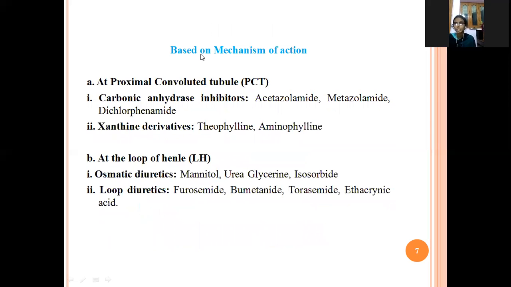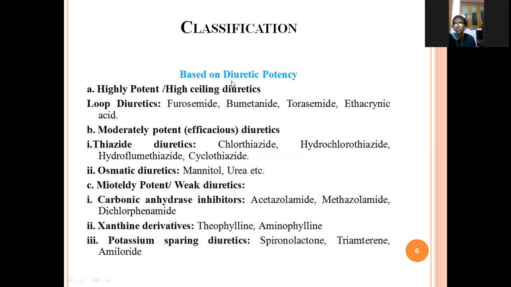So these are the classification which is based upon the diuretic potency. That is, highly potent, loop diuretics, examples are furosemide, bumetanide, torsemide, ethacrynic acid. Second one is moderately potent. In this, first one, thiazide diuretics, examples chlorothiazide, hydrochlorothiazide, hydroflumethiazide and cyclothiazide. Third one is osmotic diuretics. Examples are mannitol and urea.